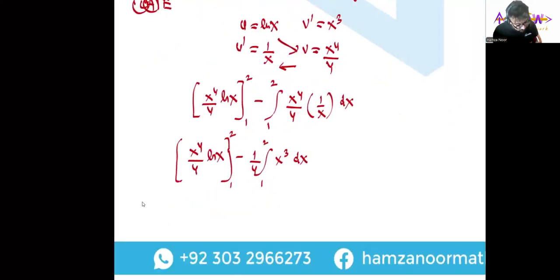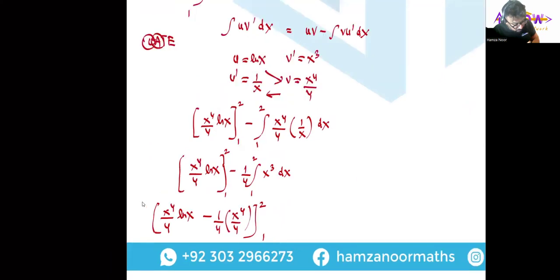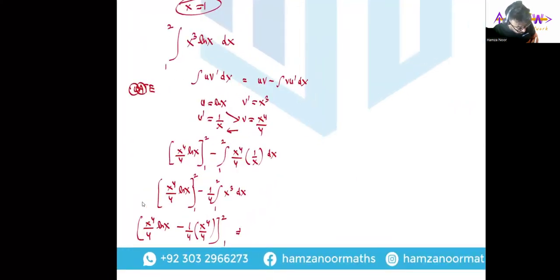Okay, so now I'm going to say that x raised to the power of 4 over 4 multiplied by ln x minus 1 over 4 times x raised to the power of 4 over 4, and now everything is integrated, so upper limit 2 and the lower limit 1, like this. So this turns out to be x raised to the power of 4 over 4 multiplied by ln x minus x raised to the power of 4 over 16, upper limit 2 and the lower limit 1, like this.